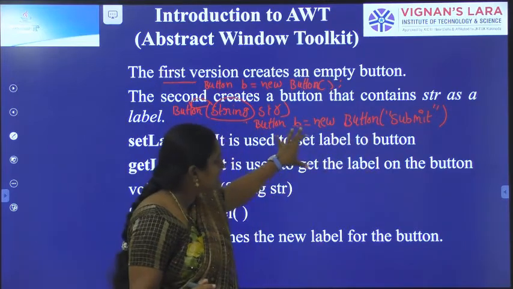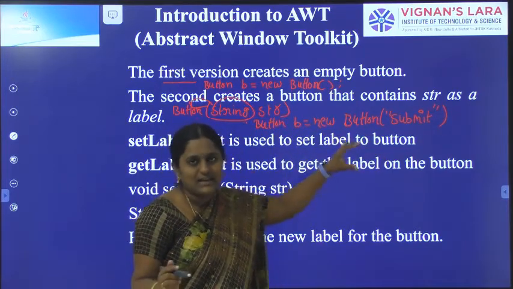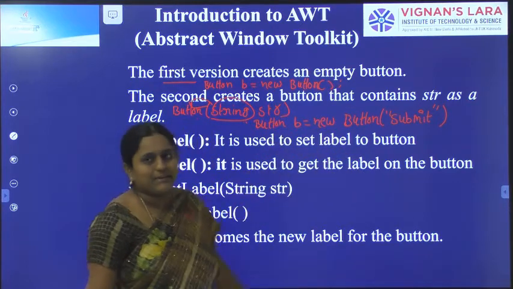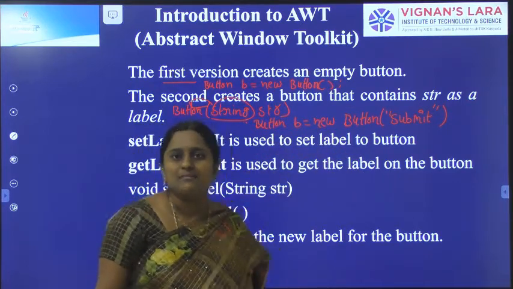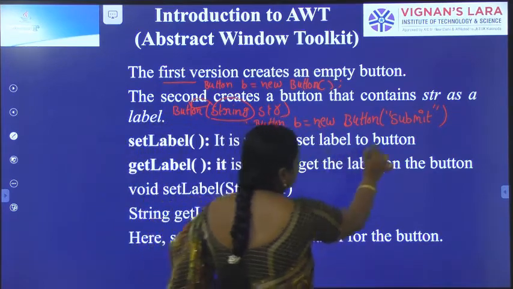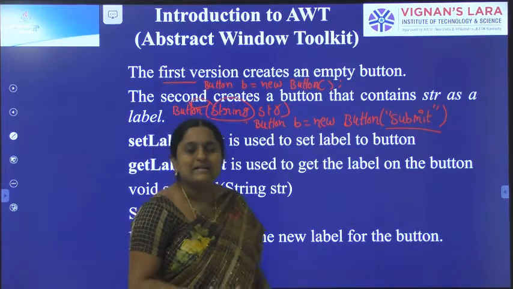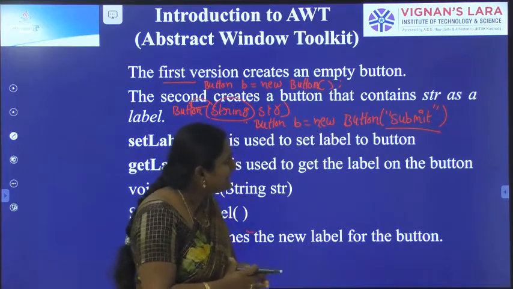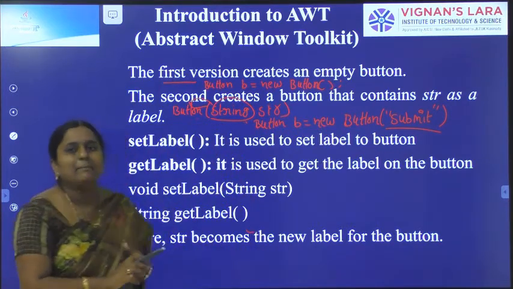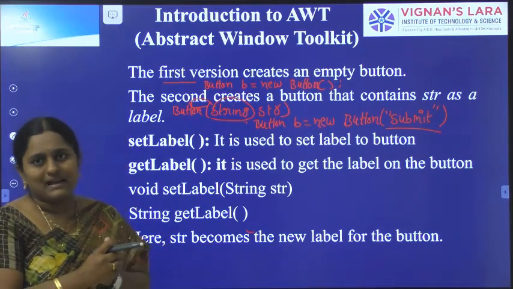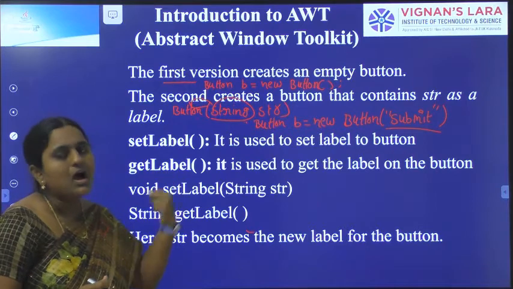So in this object creation, it will create a button with the label Submit. It will create one button with the name Submit. Here Submit is the label supplied as an argument to the Button class.